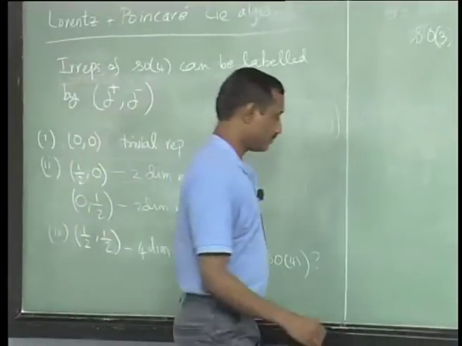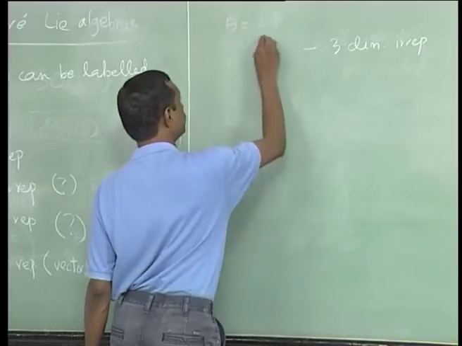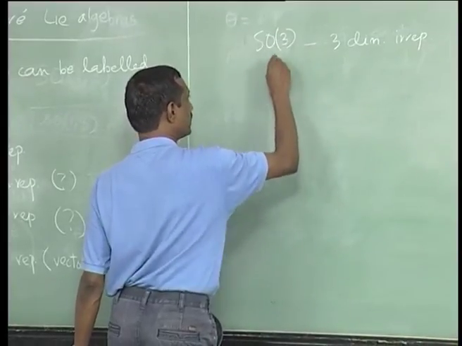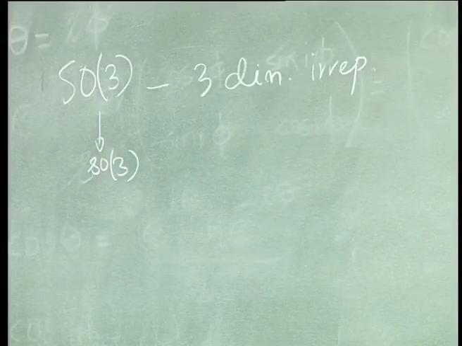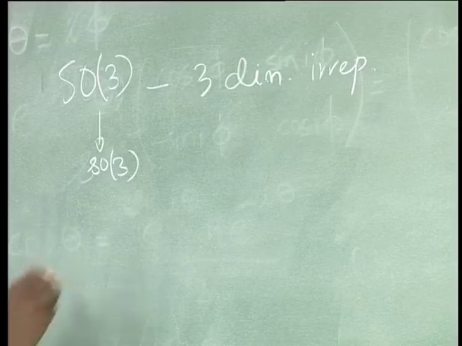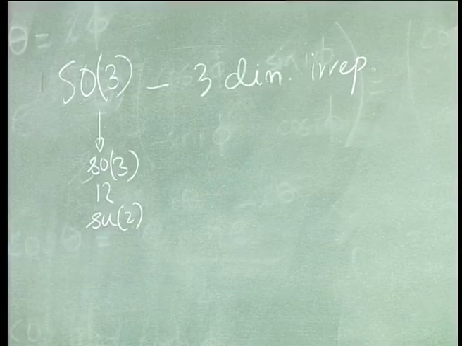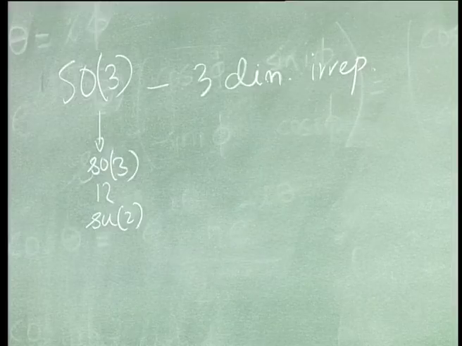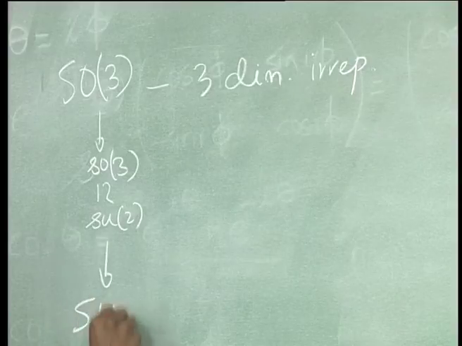Okay, but we know that this comes from the Lie group SO3, and the Lie algebra of SO3 is the same as that of SU2. SU2 has the spin half representation, the 2-dimensional representation. So in some sense what you are doing is going to a bigger group. The group SO3 is not equal to the group SU2. From here we can go to SU2.